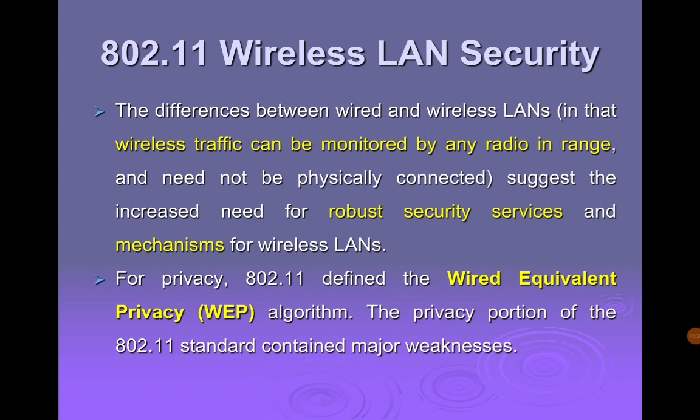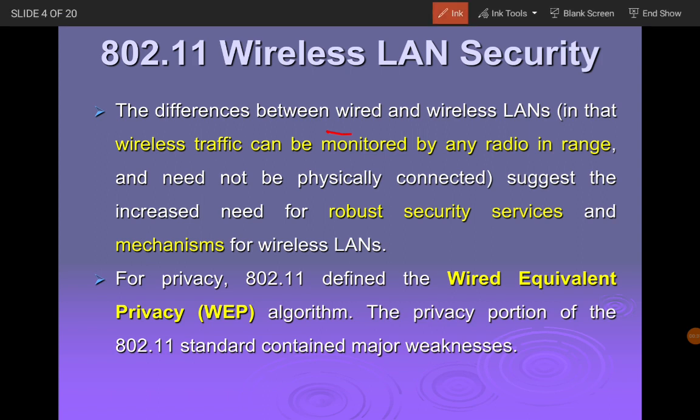So what is the main difference between wired and wireless LAN? Wireless traffic can be monitored by any radio in range. Here the devices need not be physically connected, whereas in a wired network, all the devices should be physically connected. So in wireless, it can be monitored by any radio in range, so we need strong security, that is robust security services and mechanisms for wireless LANs.